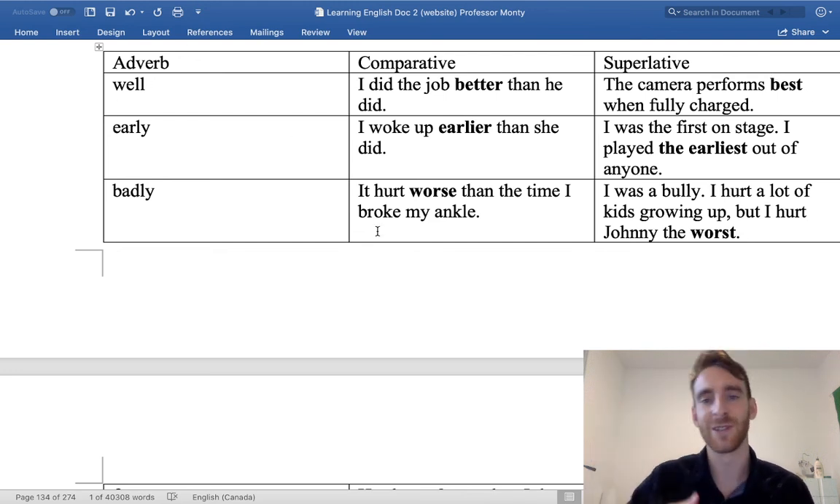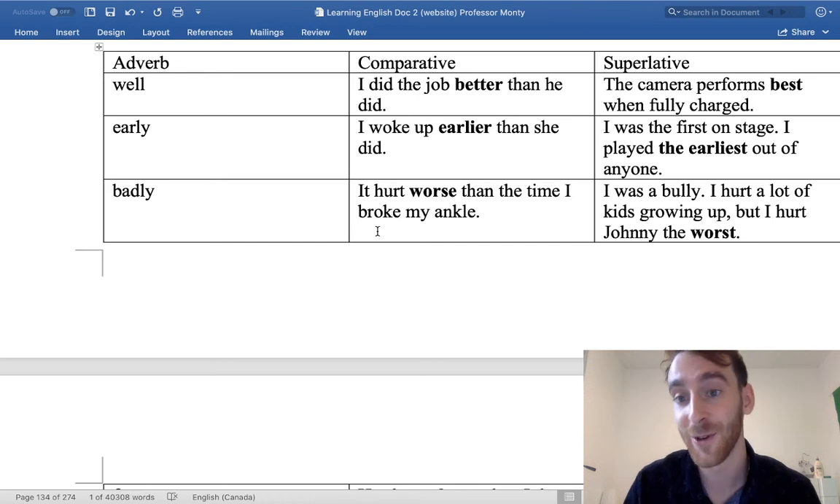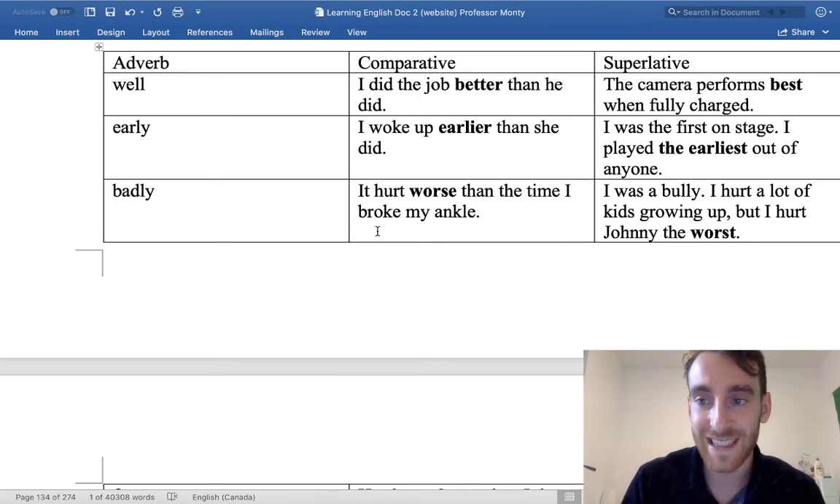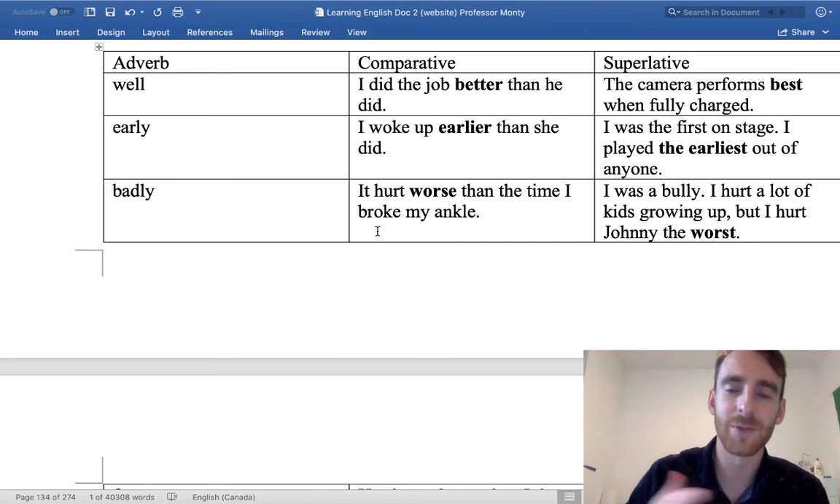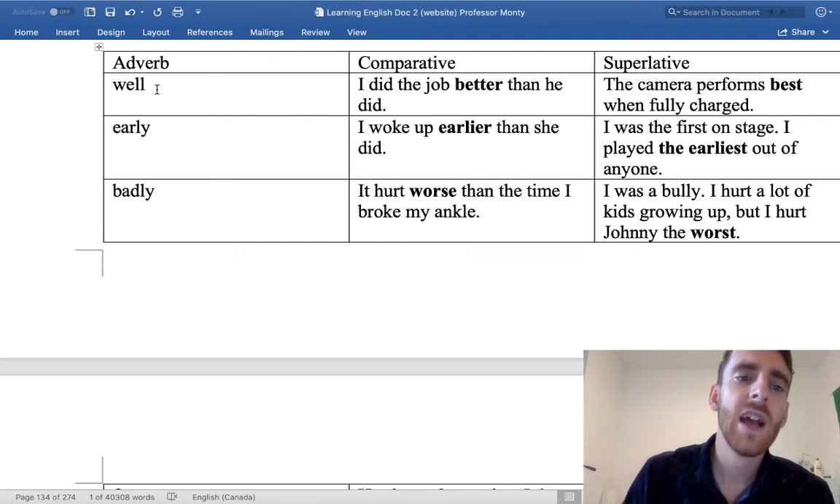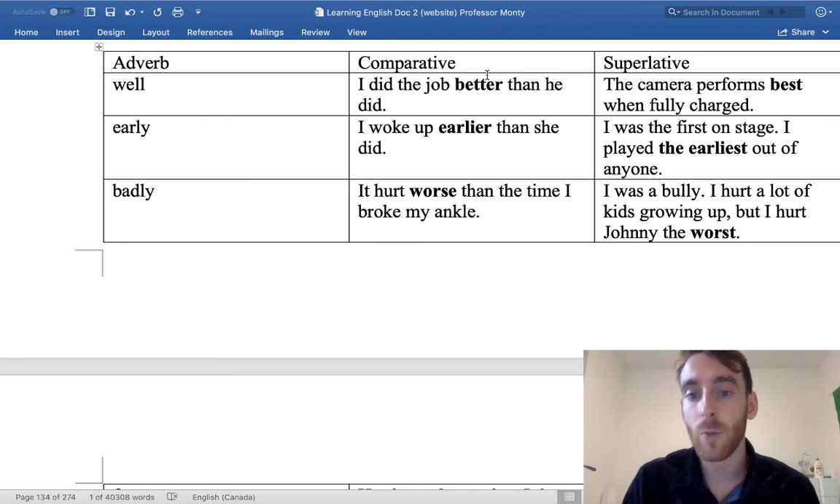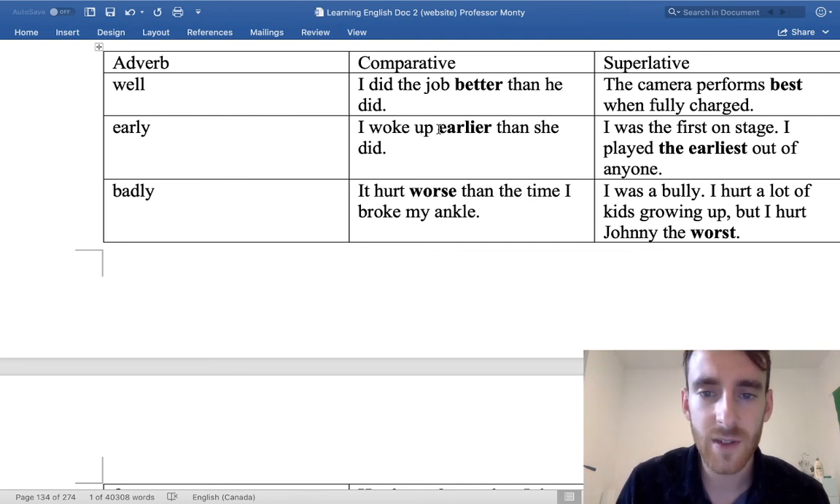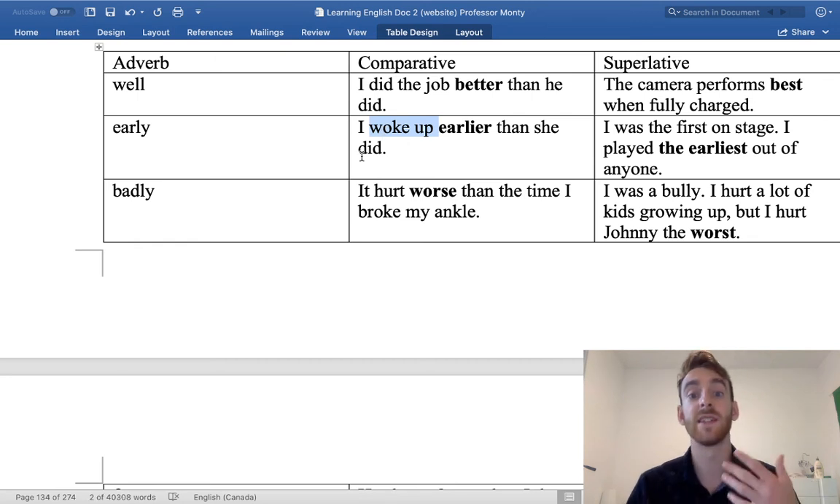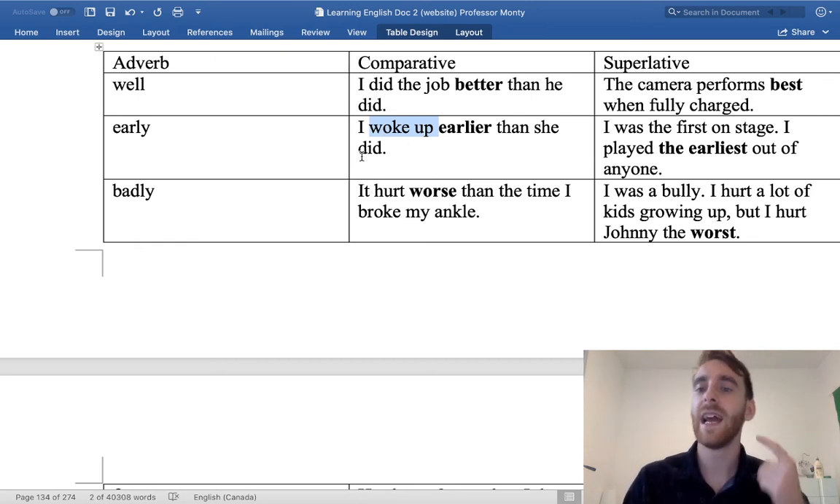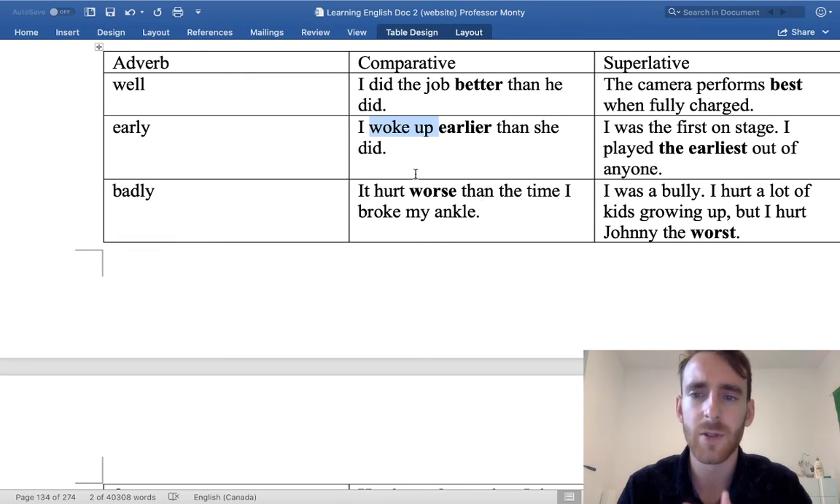All right, when your camera or your phone is on low battery and it's slow or whatnot. So that's what this is trying to say. Early, you don't say more early, you say earlier. I woke up earlier than she did. So this earlier describes the way you woke up, it describes this verb. And earliest, worse and worst. So you can read these examples on your own. Pause the video if you like.